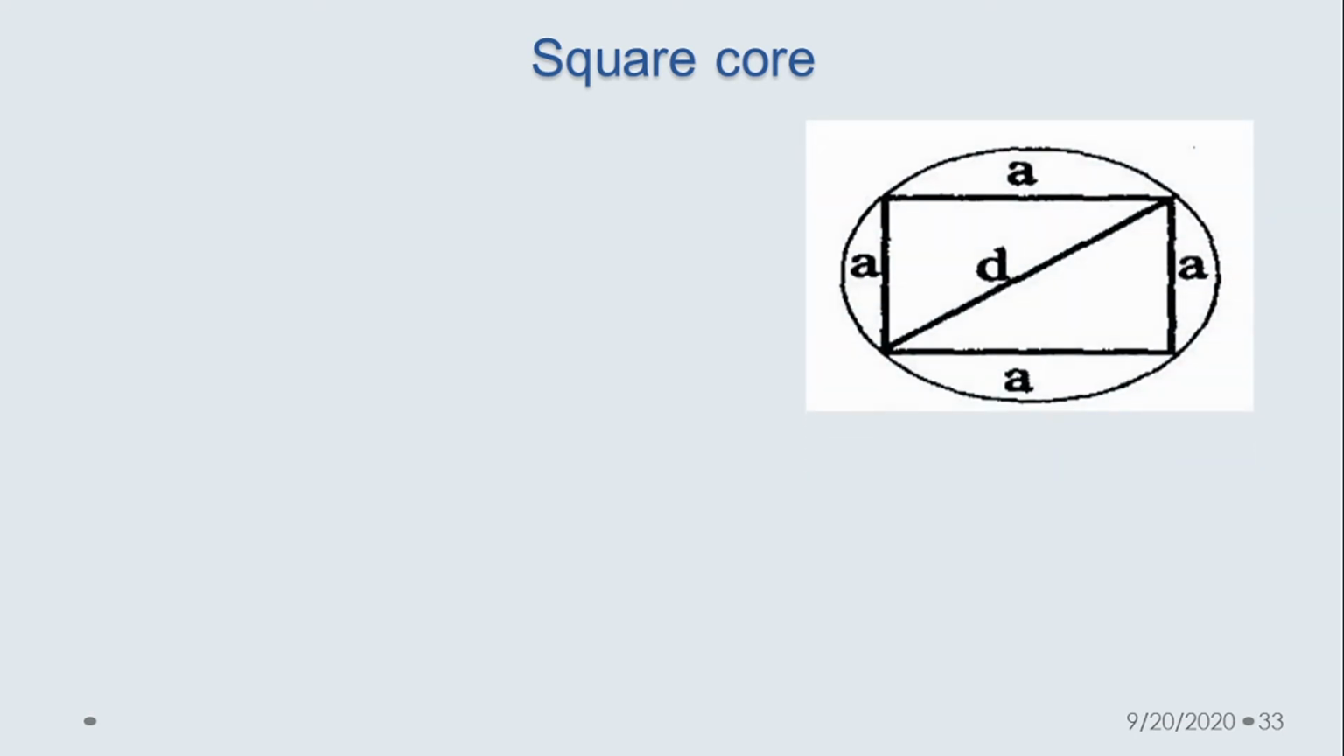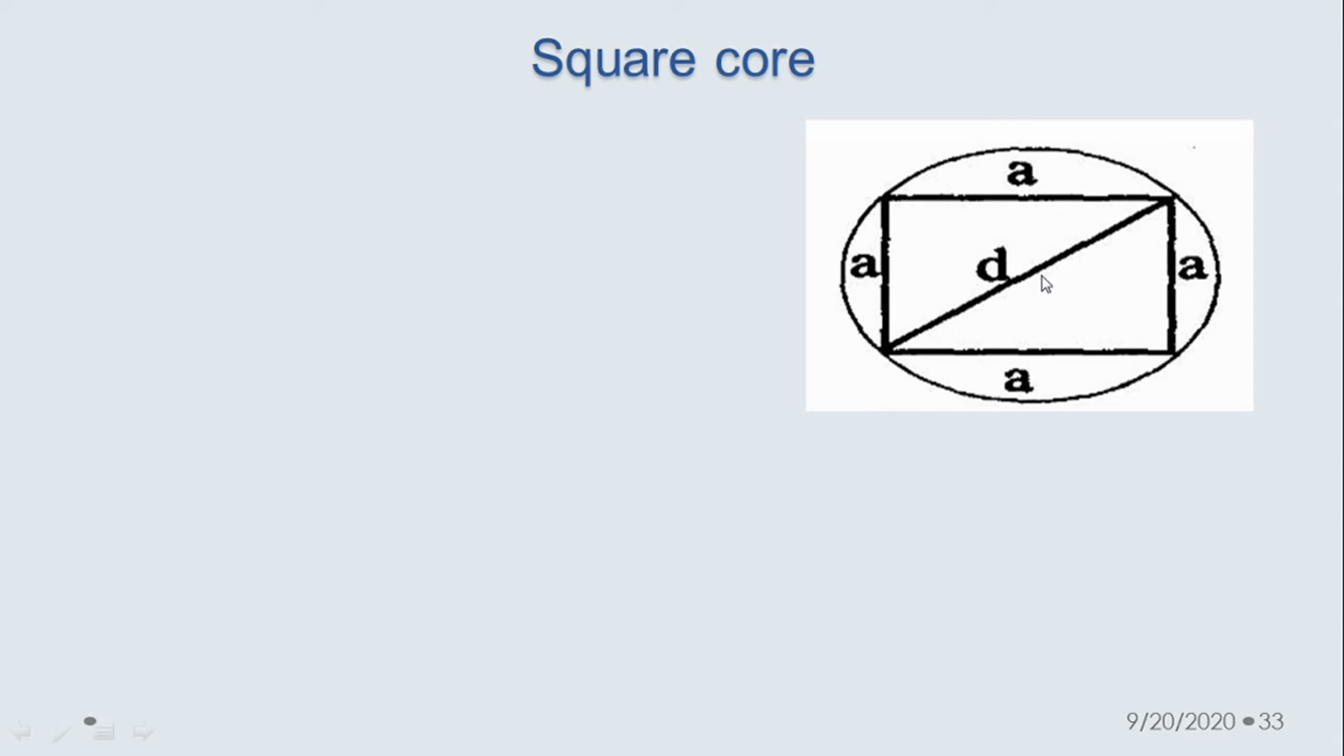So this is a square core, correct? We can assume it as a square-shaped core, and this is the diameter of the circumscribing circle, d. A circle is drawn which touches the edges of the square core, correct? And the length of the square core, let it be a. If it is a square, then length and breadth will be the same, correct?